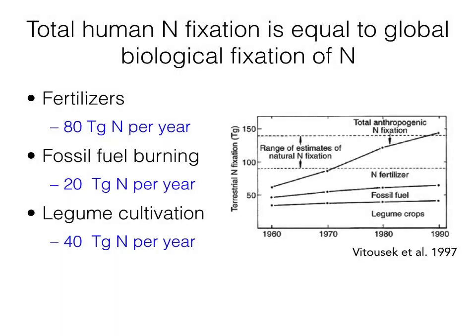So I want to turn to another form of nitrogen fixation, and that is human nitrogen fixation. We humans have actually contributed an enormous amount of nitrogen to the global nitrogen cycle through various processes. And it turns out that the amount of nitrogen fixed by humans is roughly equal to the global biological fixation of nitrogen. What are the forms? How are we doing that?